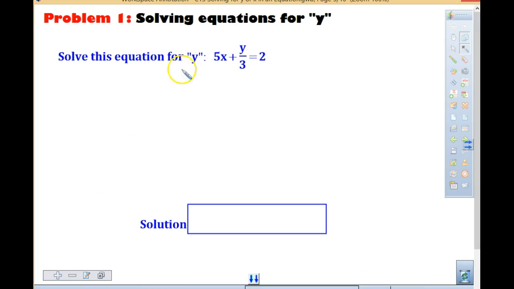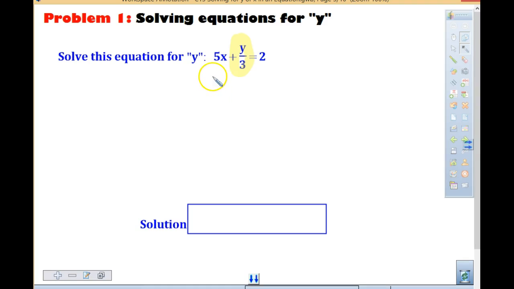So this one says solve for y. What that means for you is I want you to circle y plus y divided by 3. This is what you need by itself. This is what I need by itself. Hunter, did you circle it? Circle it. I need to eliminate 5x. Luke, if I want to get rid of 5x on this side, what could I do? I don't want it to be there anymore.